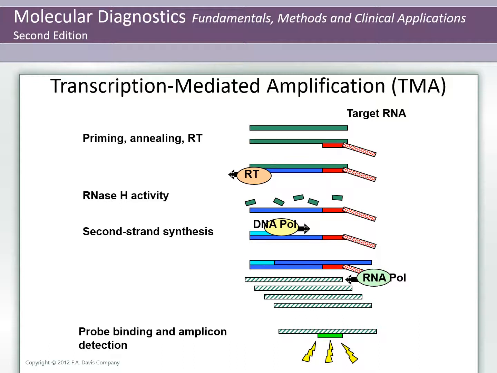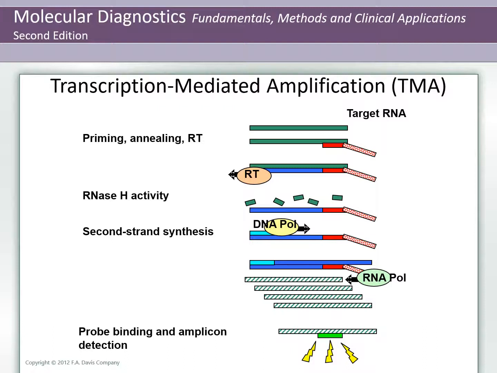The first step in transcription-based amplification is the production of a complementary double-stranded DNA copy of the RNA target. Synthesis is performed by reverse transcriptase, which extends a primer that is tailed with an RNA polymerase binding site sequence. The RNA-DNA hybrid is digested with RNase H, leaving the single-stranded DNA, which is converted to a double strand with a complementary primer.